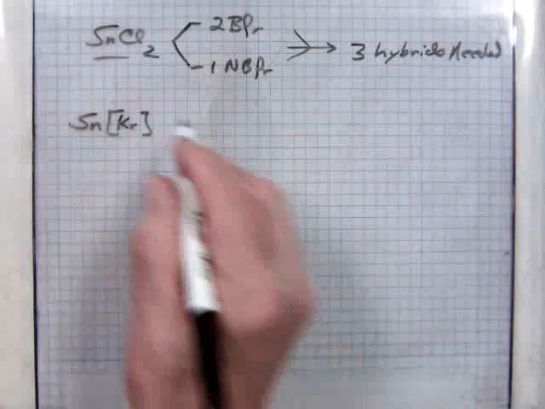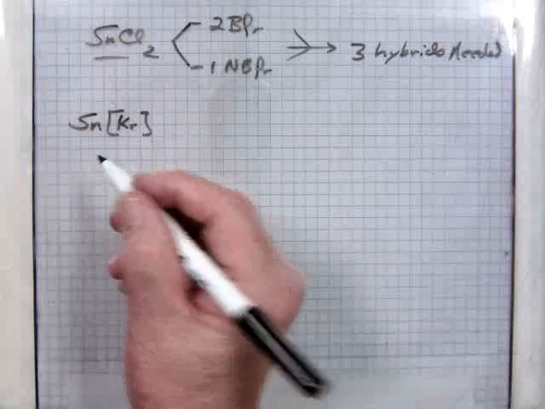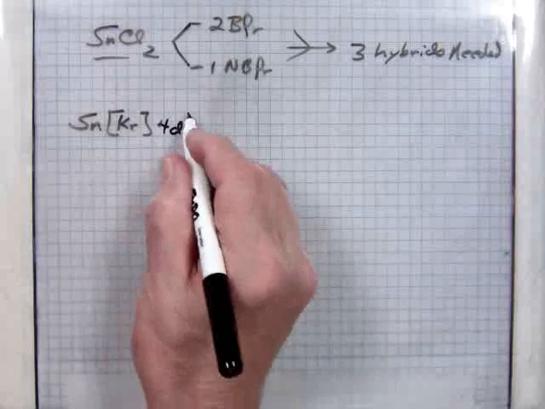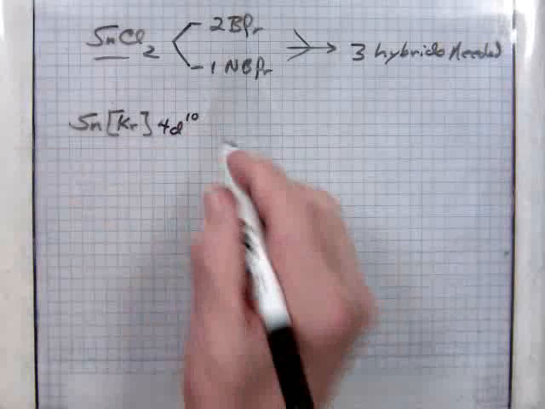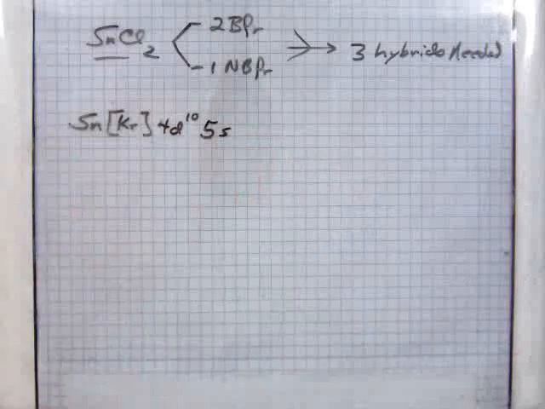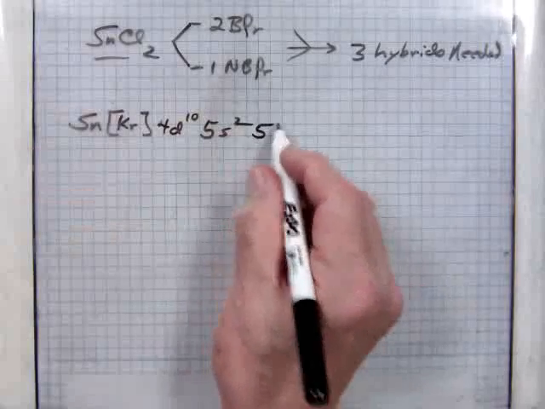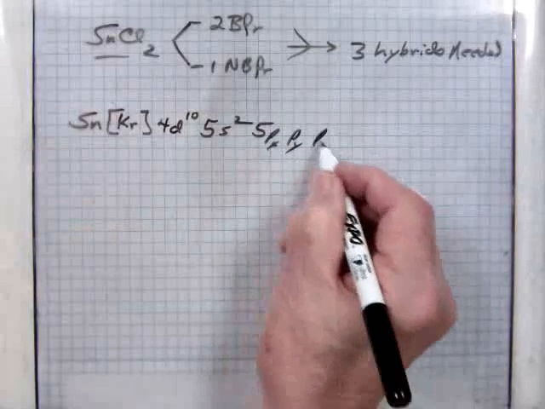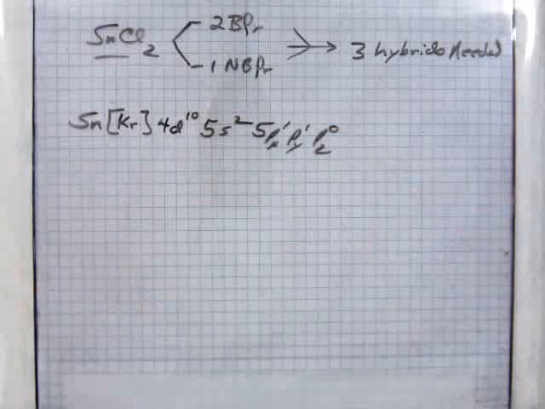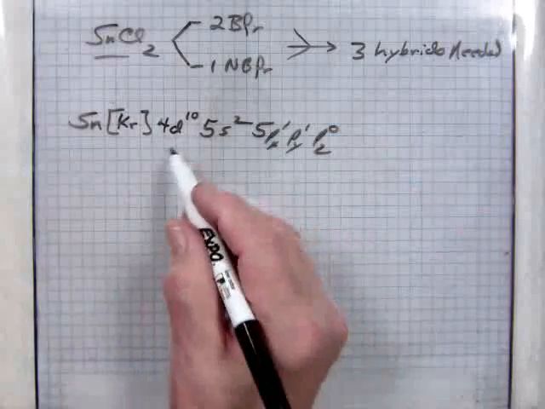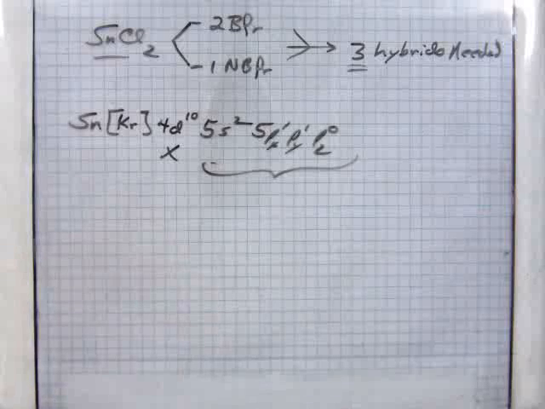So we have a 4d10. That's your transition row, and then you have a 5s2, and then a 5px1 5py1 5pz0. So there's your configuration for tin. Now we're not interested in this, but we are interested in this, and we have to get 3 hybrids out of that.